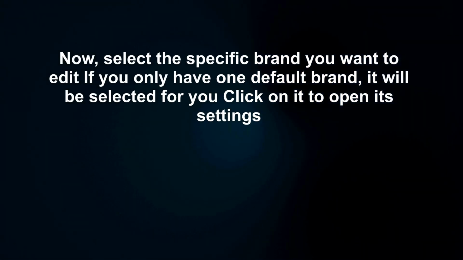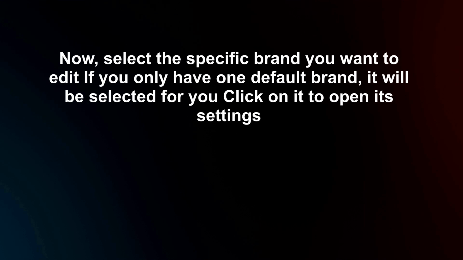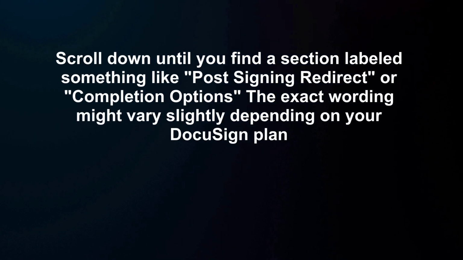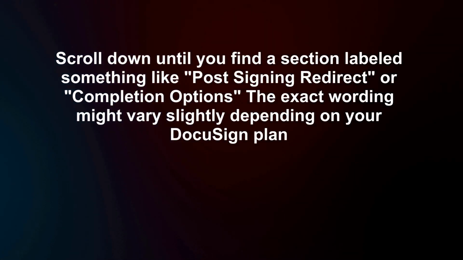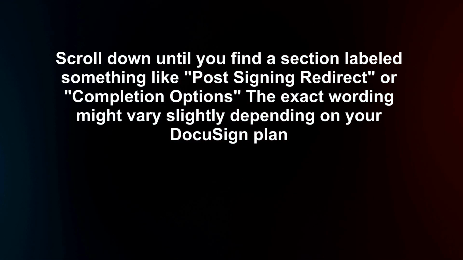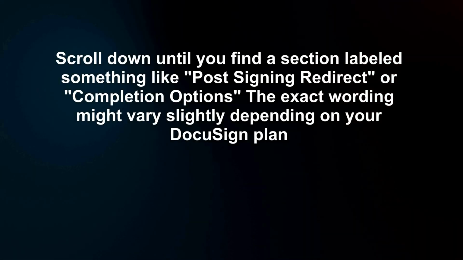Now, select the specific brand you want to edit. If you only have one default brand, it will be selected for you. Click on it to open its settings. Scroll down until you find a section labeled something like Post-Signing Redirect or Completion Options. The exact wording might vary slightly depending on your Docusign plan.